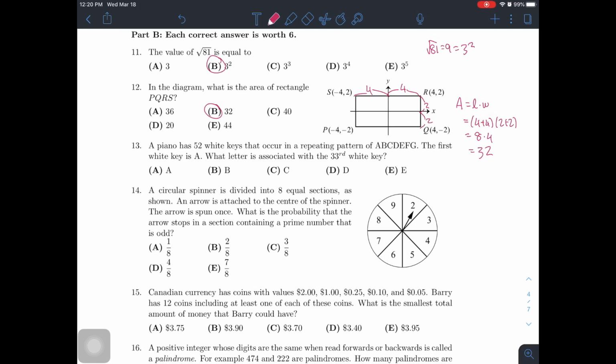Question 13. A piano has 52 white keys that occur in a repeating pattern of A, B, C, D, E, F, G. The first white key is A. What letter is associated with the 33rd white key?